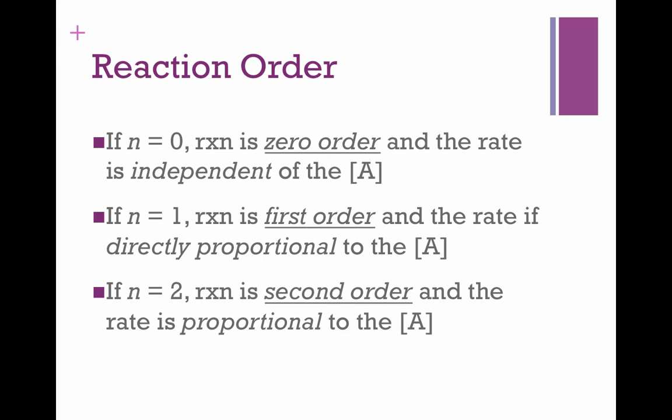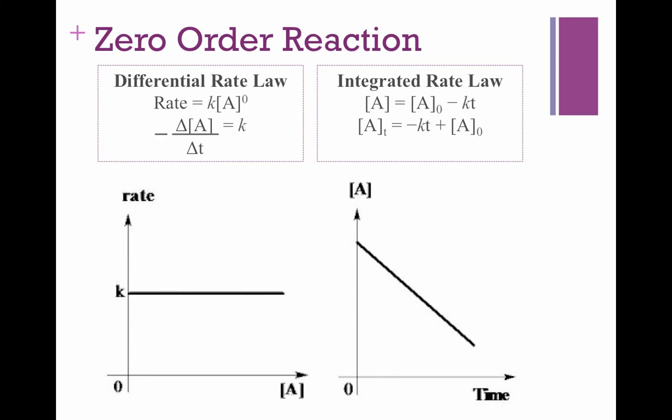For a first order, n equals 1, and the rate is directly proportional to the concentration. So that means if the concentration is doubled, the rate is doubled, and so on. Second order is n equals 2, and this means the rate is proportional to the concentration squared, which means if the concentration is doubled, the rate will be quadrupled, times 4.